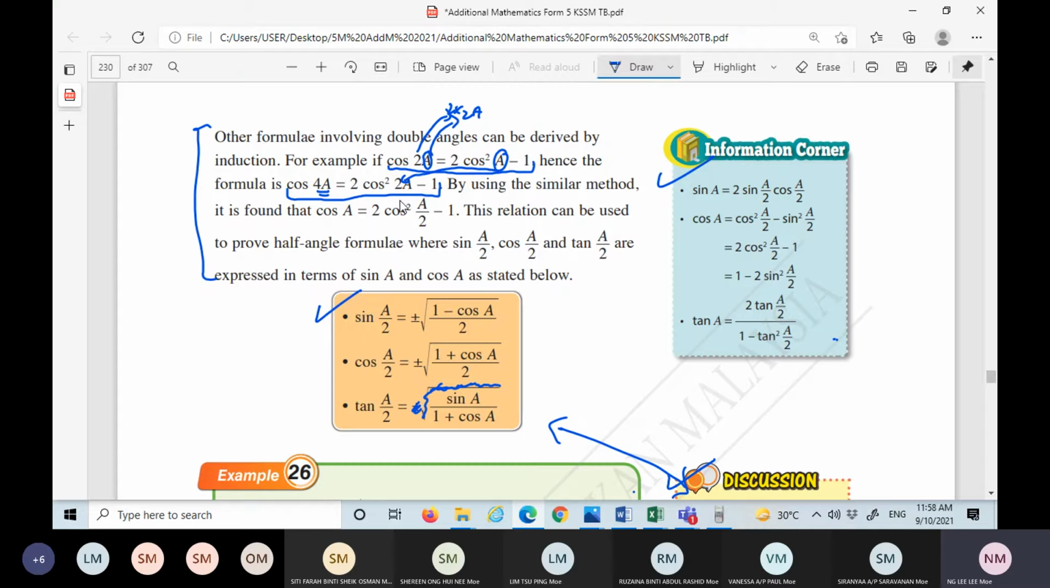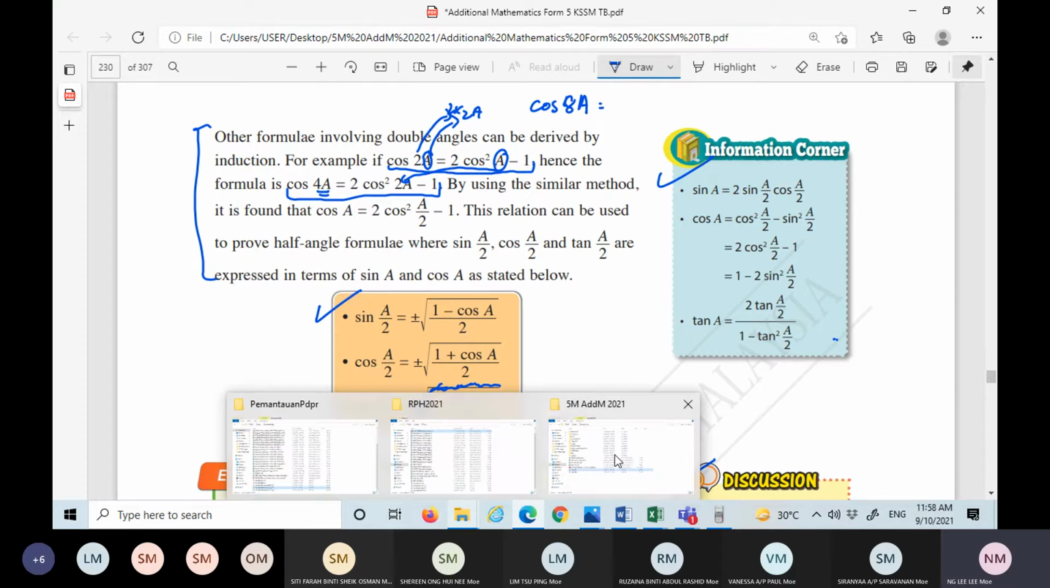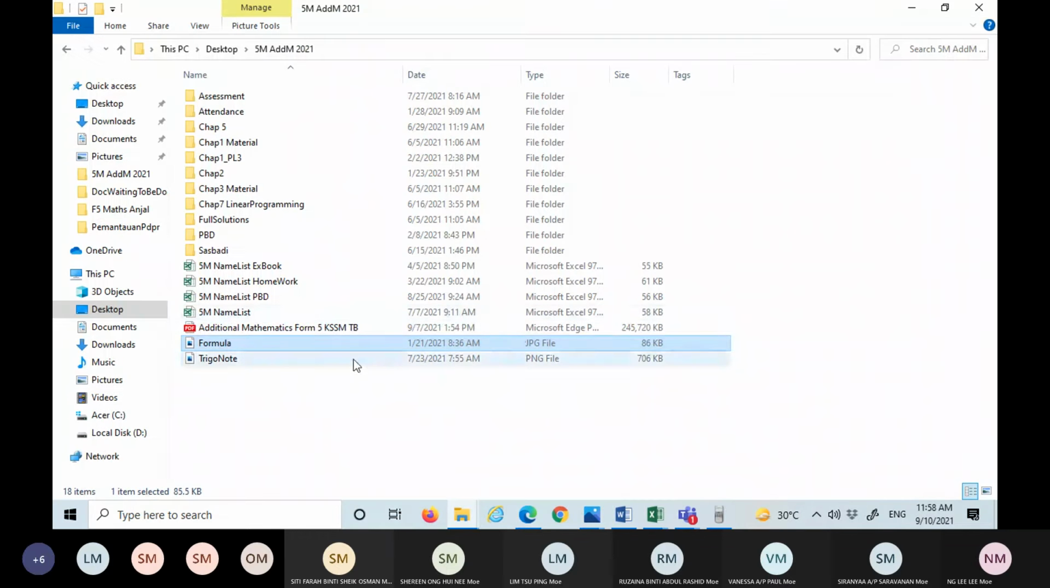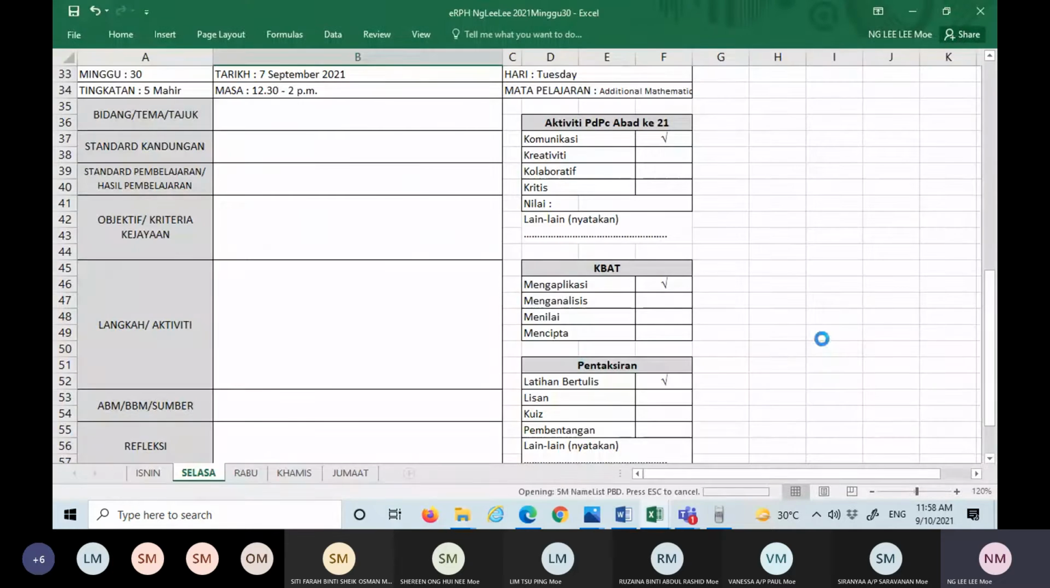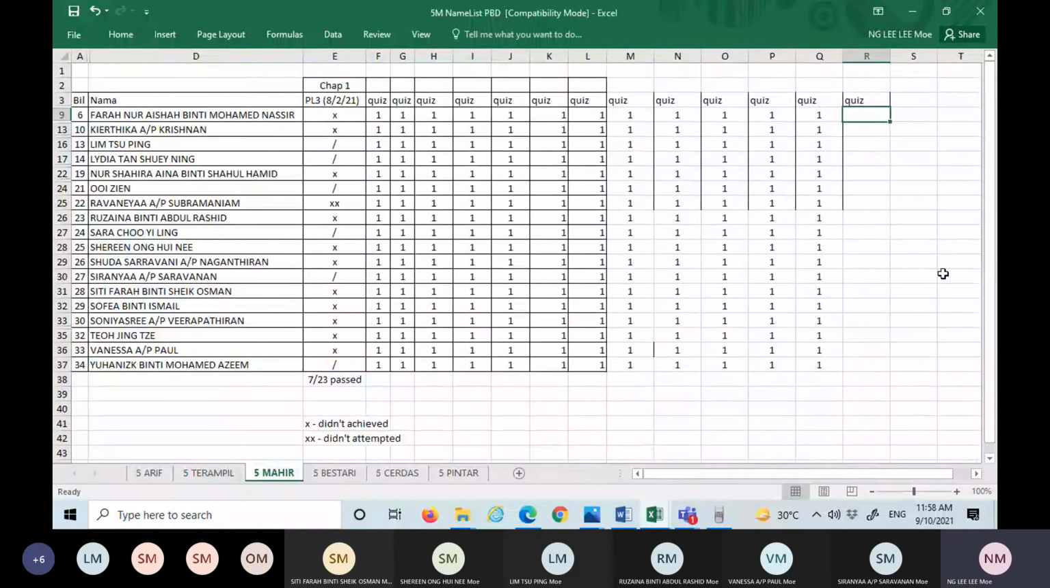Okay, if you understand already, my question is, what is this? Long time I didn't ask your question already. I ask questions so that you don't fall asleep. Oh, so nice. Okay, today Farah not here, Kritika not here. Suping, line, first one.